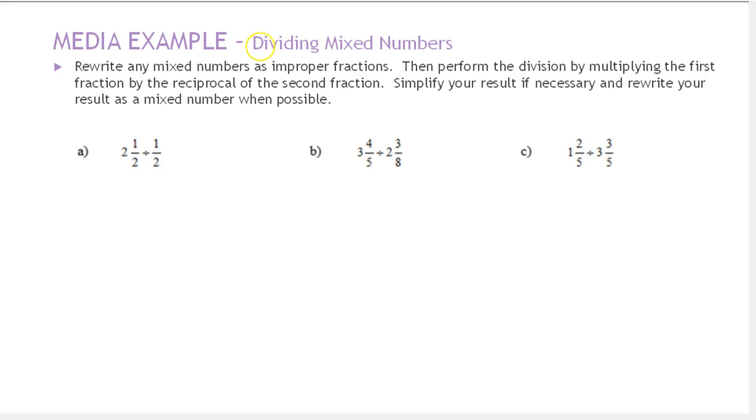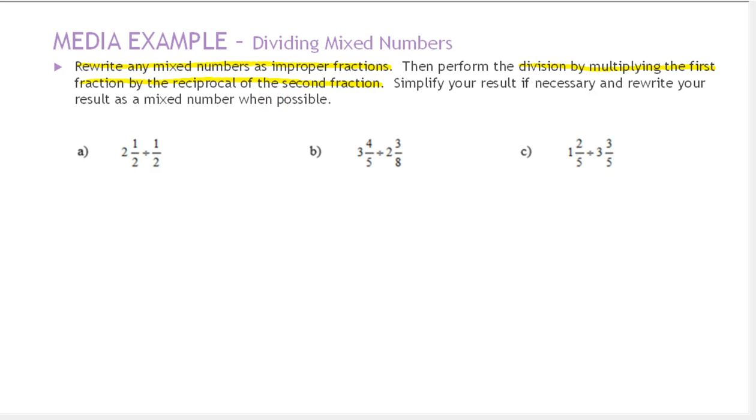In this video, we're going to learn how to divide mixed numbers. So let's read the directions. Rewrite any mixed numbers as improper fractions, then perform the division by multiplying the first fraction by the reciprocal of the second fraction. We'll simplify our result and rewrite as a mixed number when possible.